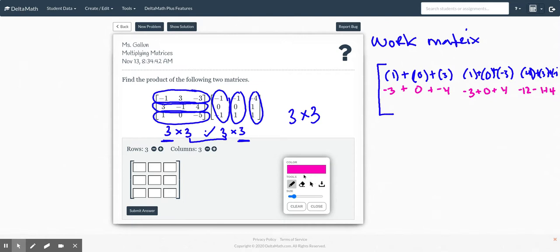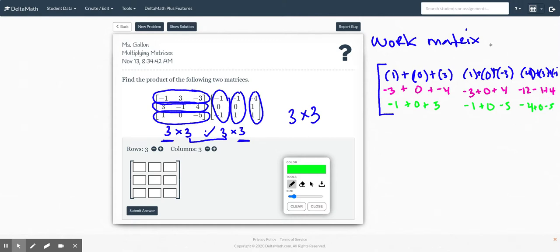And then finally, my third row, 1 times -1 is -1. 0. -5 times -1 is +5. Third row, second column. 1 times -1 is -1. 0 times 0 is 0. -5 times 1 is -5. And then finally, 1 times -4 is -4 plus 0. -5 times 1 is -5, right?